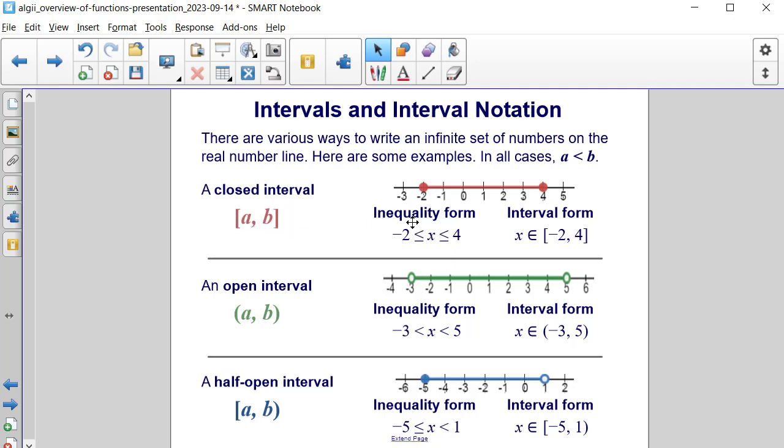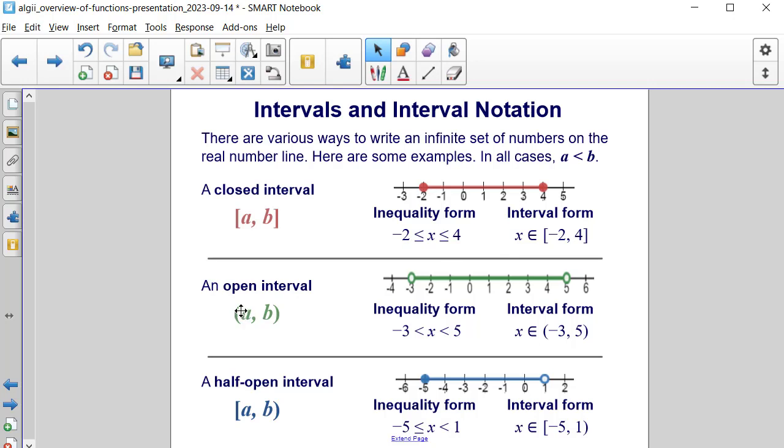In inequality form, an example is that -2 is less than or equal to x, which is less than or equal to 4. And in interval form, we say that x is contained in, that's what this little curved E means, the closed interval from -2 to 4, where both -2 and +4 are included. And notice on the number line representing it, we have closed circles at both of our endpoints, -2 and +4.